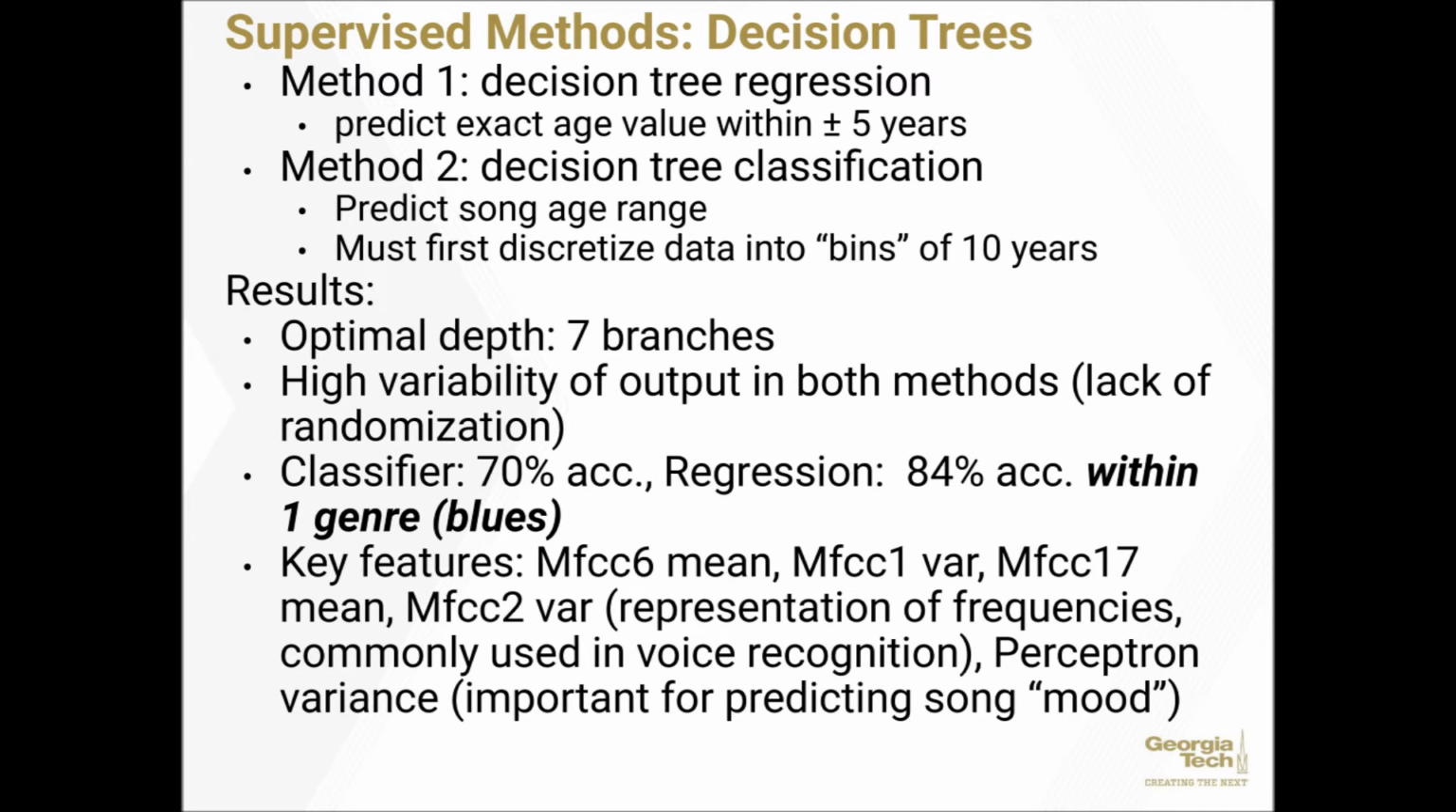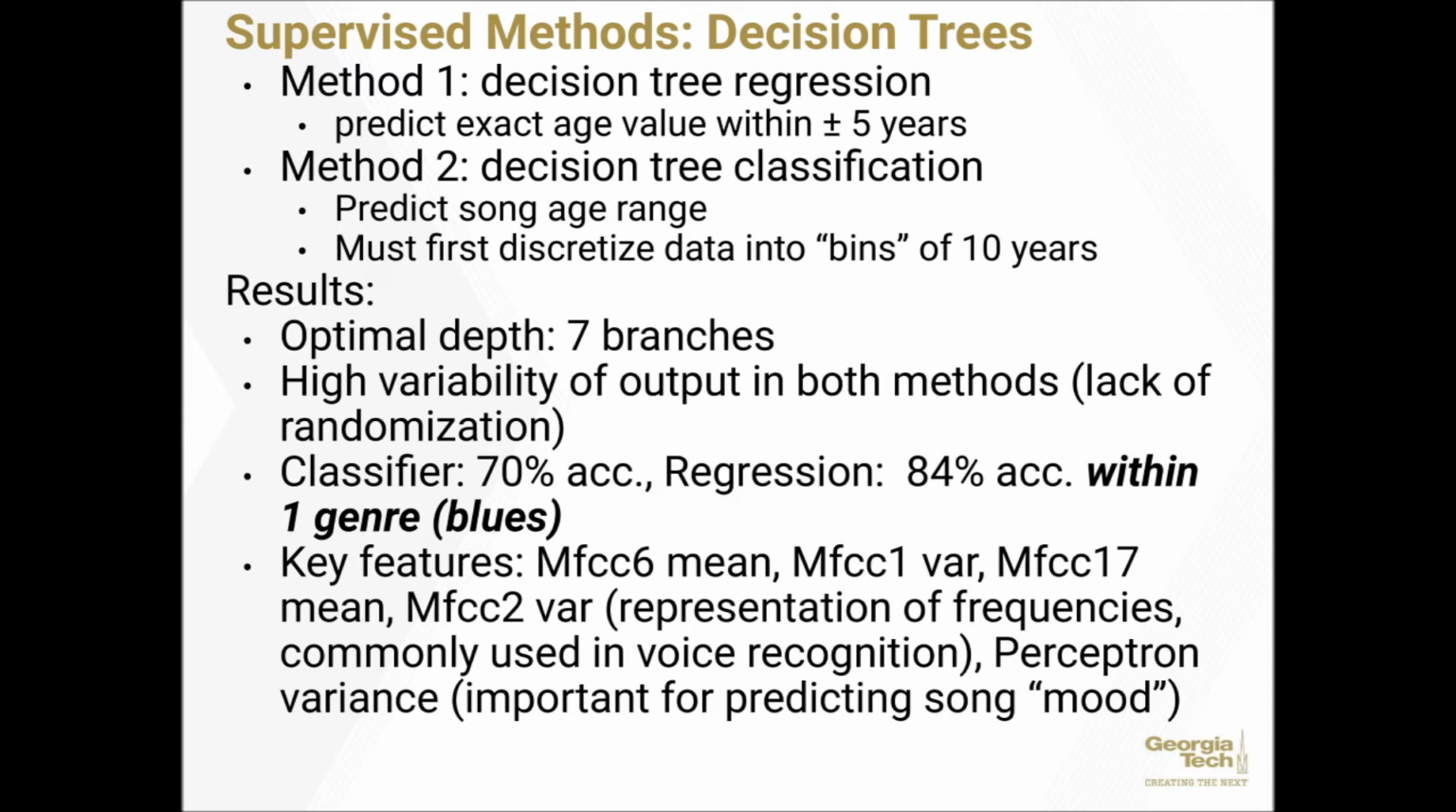First, we use decision trees to predict the exact age value of each song within 10 years. We use both a decision tree regression and a decision tree classification with discretized data. We found that the optimal depth of the decision tree was 7 branches. We did, however, have a high variability of output in both methods due to a lack of randomization. In the end, the classifier obtained 70% accuracy, while the regression obtained 84% accuracy, both being within one genre.